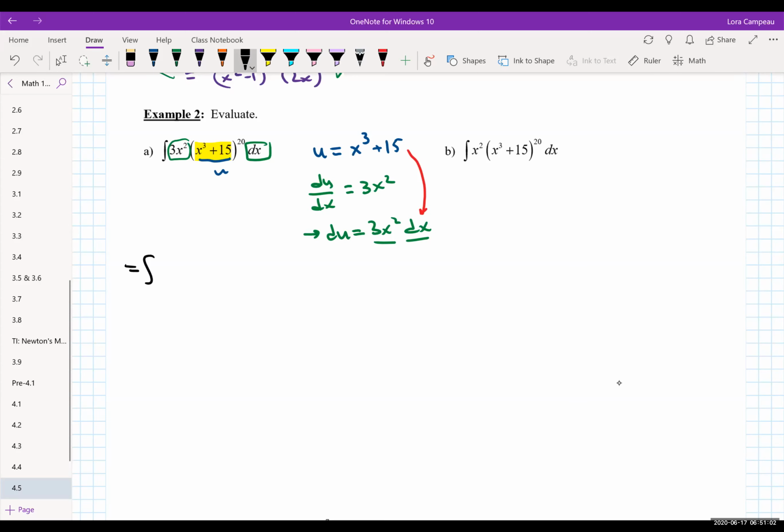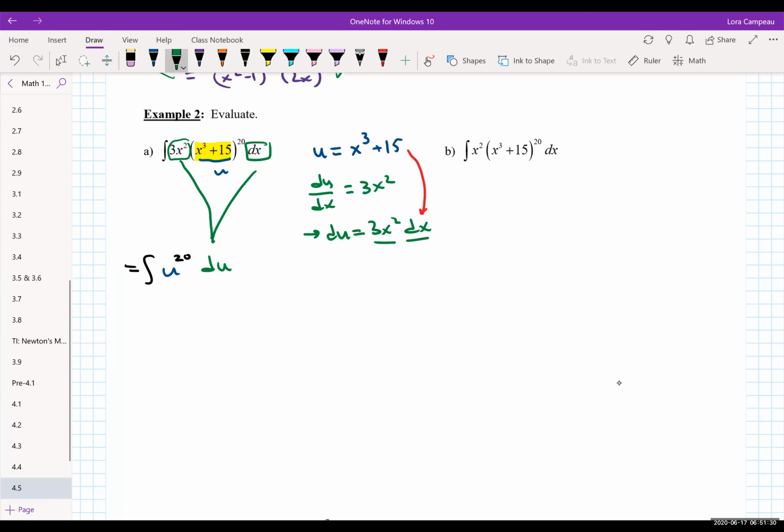So I'm going to replace everything. Now keep in mind that it was the u that got replaced, and it was u to the power of 20. We did not change that at all. The 3x squared dx actually ends up being just our du, and that's what we're supposed to have anytime you integrate something that has a u in it.